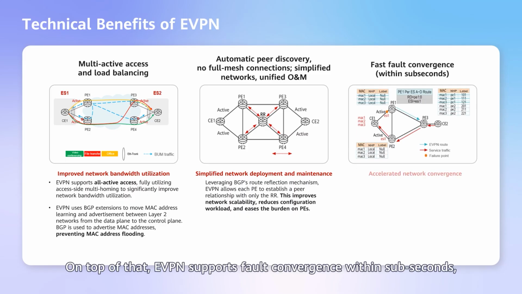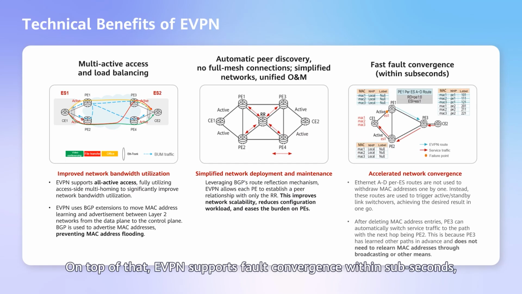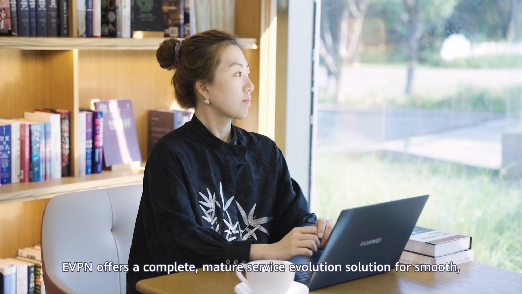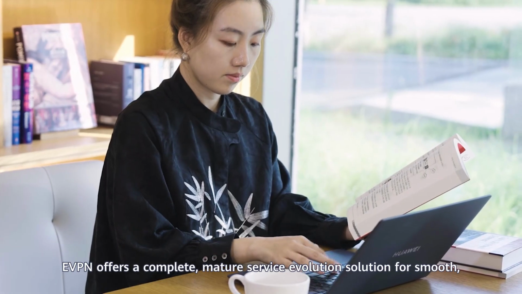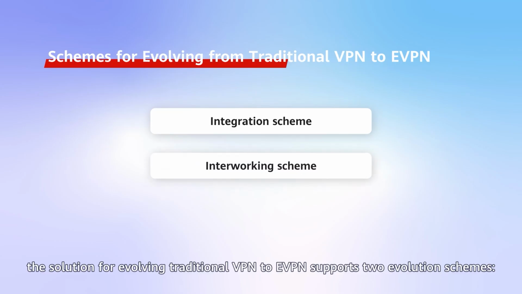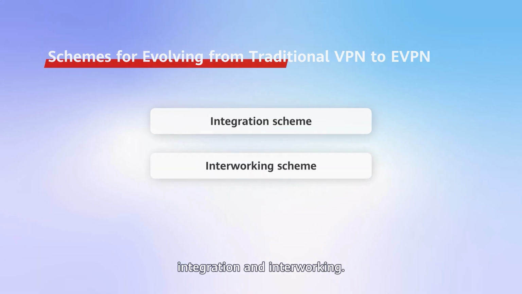On top of that, EVPN supports fault convergence within sub-seconds, facilitating path switching. EVPN offers a complete, mature service evolution solution for smooth, non-disruptive service upgrades, protecting customers' live network investments. Currently, the solution for evolving traditional VPN to EVPN supports two evolution schemes: integration and interworking.